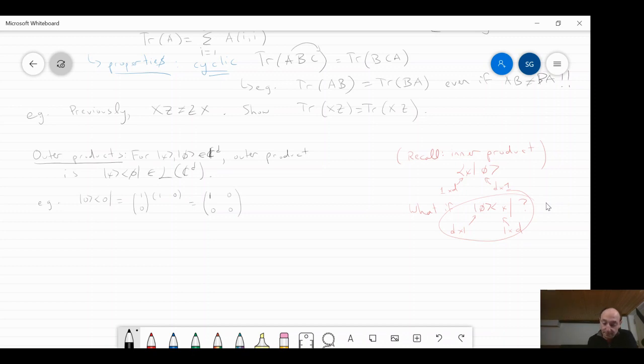Okay. And instead, let's do something a bit suggestive, actually. If I do this now, what is this? Well, this is just ket 0, and now I do bra 1. So I just swap the 0 and the 1. And what do I get? Well, if you do the multiplication, you'll see that you'll get this.